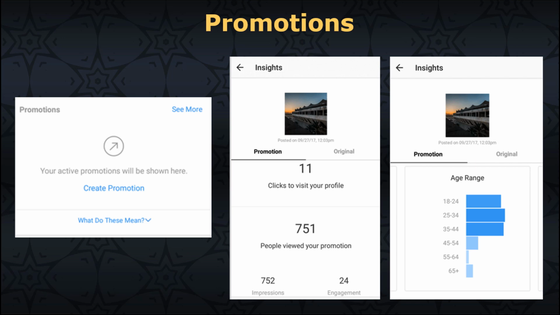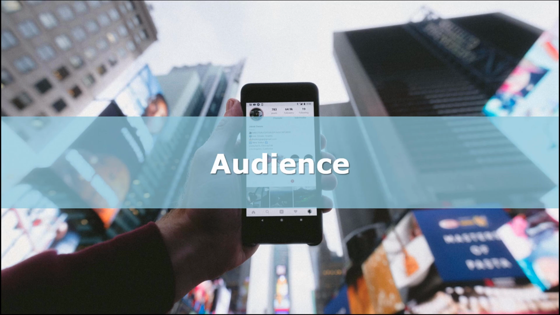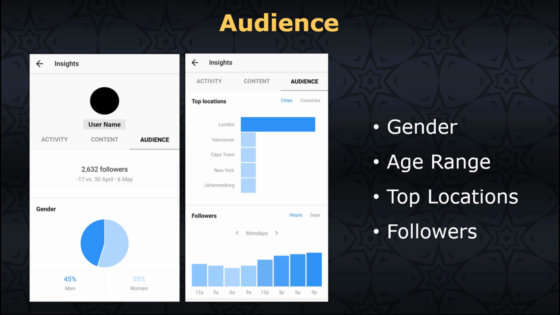In Promotions, the final section in Content, is where you can see insights on your paid ads and promotions. Here you can see the number of profile visits, impressions, reach, and engagement of the post, and demographics of the audience of the post. The last tab here under Instagram Insights is Audience. Here you can see the information on your followers, like who they are and their numbers. The kind of information they provide here are gender, age range, top locations where your followers are from based on city and country, and your followers' active times, according to days of the week and time.